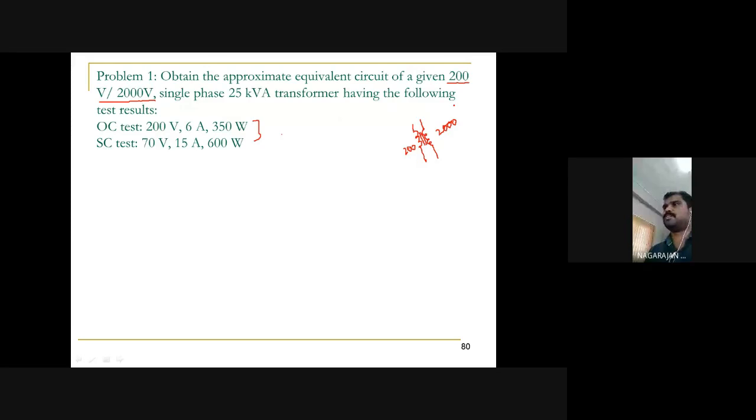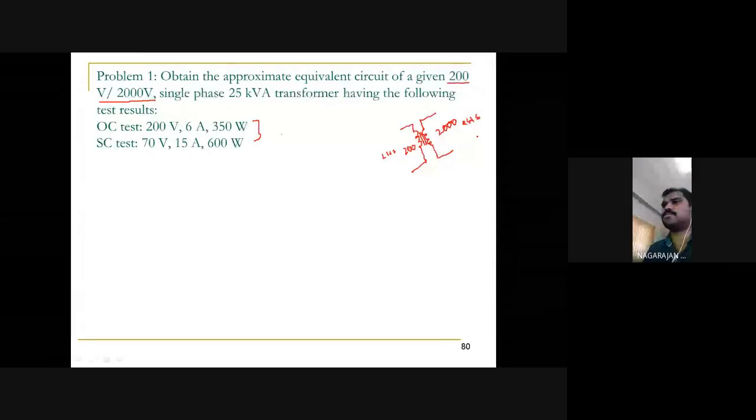So we have two parameters, right? Here you will get a terminal, and on this side you will get a terminal. On which side will you perform the open circuit test and on which side the short circuit test? Tell me LHS or RHS. LHS is the left hand side, where we have 200 volts, and the right hand side has 2000 volts. On which side will I perform the open circuit test?